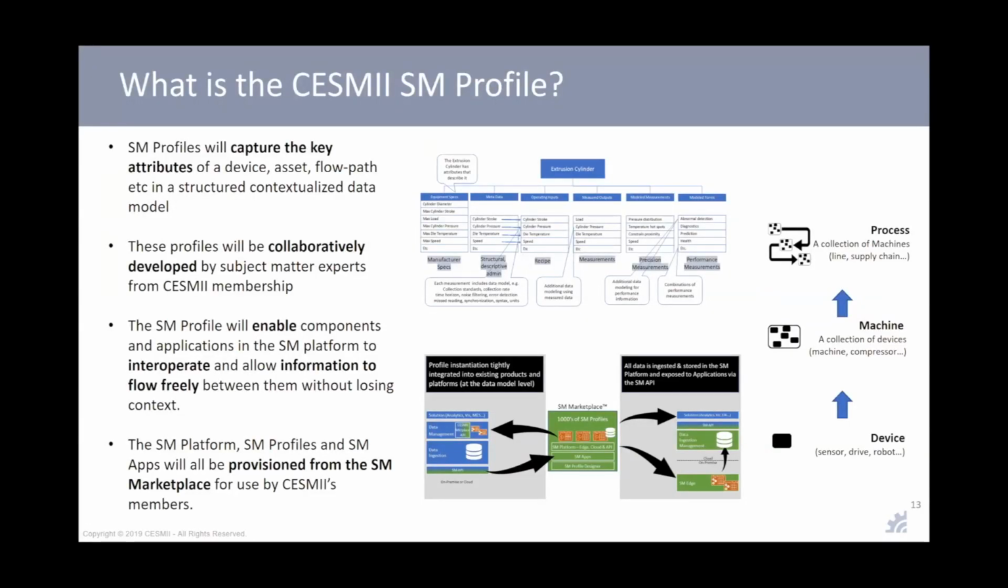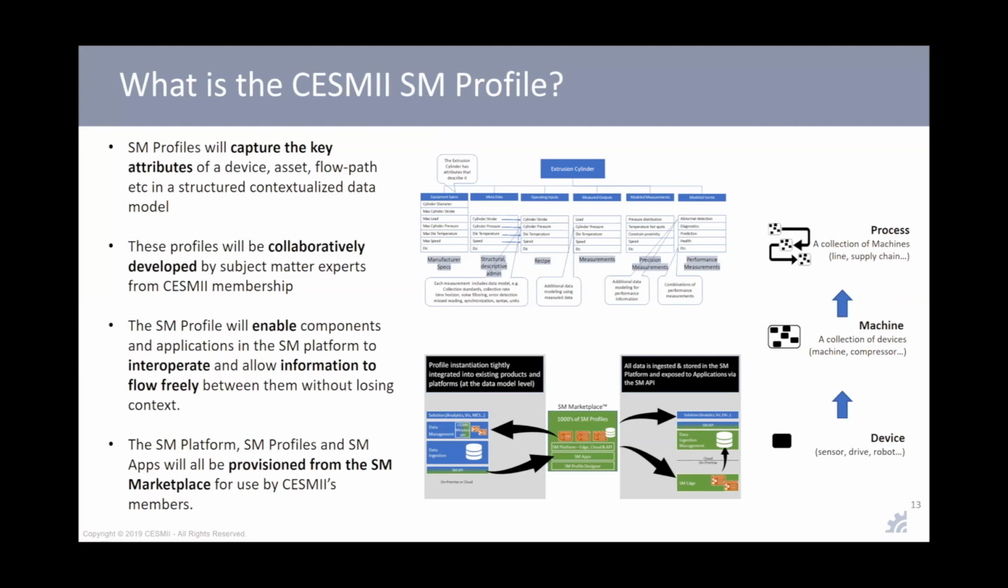So we mentioned briefly the concept around smart manufacturing profiles, and I'm just going to spend a minute here. We are happy to share more details with you as needed. But a profile essentially captures the key attributes, whether it's a device or an asset or a flow path. And on the right-hand side, you'll see the hierarchy that we have in mind from device to machine to processes.